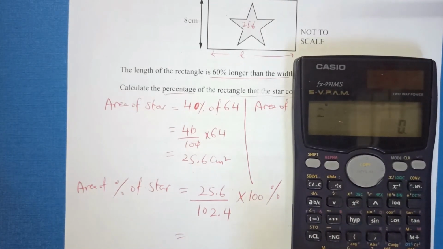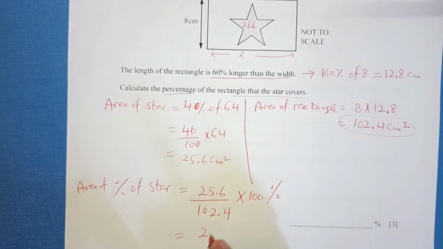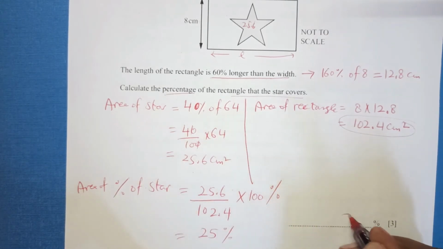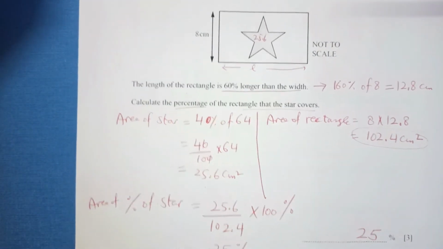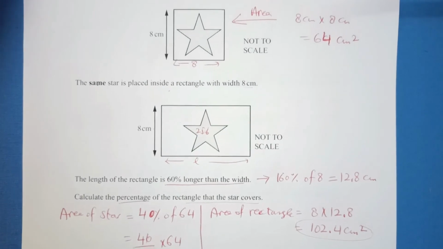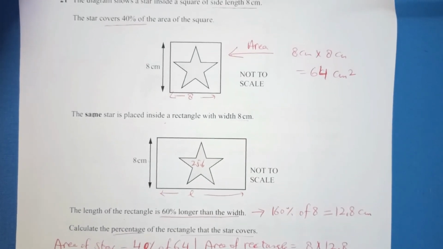So when you calculate, 25.6 times 100 divided by 102.4 is 25. So this is 25%, and our answer is 25%. This is a bit of a tricky question, but go step by step and you will reach the conclusion.